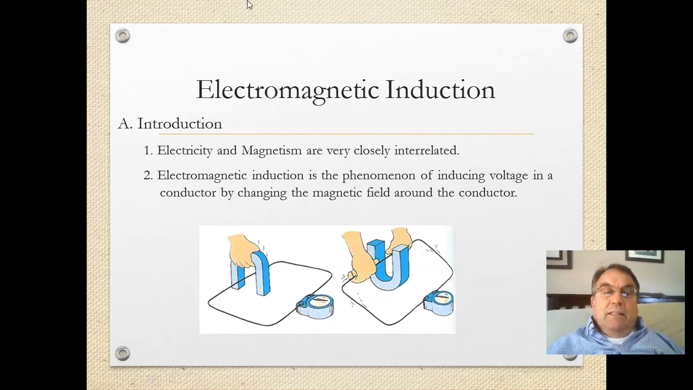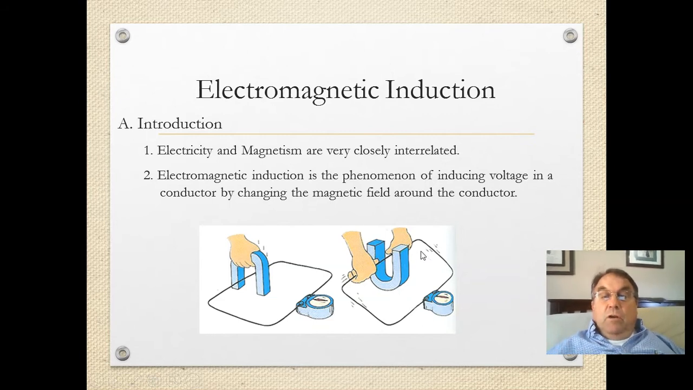So formally, it's the phenomenon where we're inducing voltage, which is electric pressure, in a conductor, meaning a wire, by changing the magnetic field around the conductor, or it should say relative to the conductor. So here somebody is just moving a magnet near a wire, and a current flows through the wire. Or you can move the wire relative to the magnet and a current flows through the wire. It doesn't matter. All the wire does is trap the change in the electric field due to the change in the magnetic field.